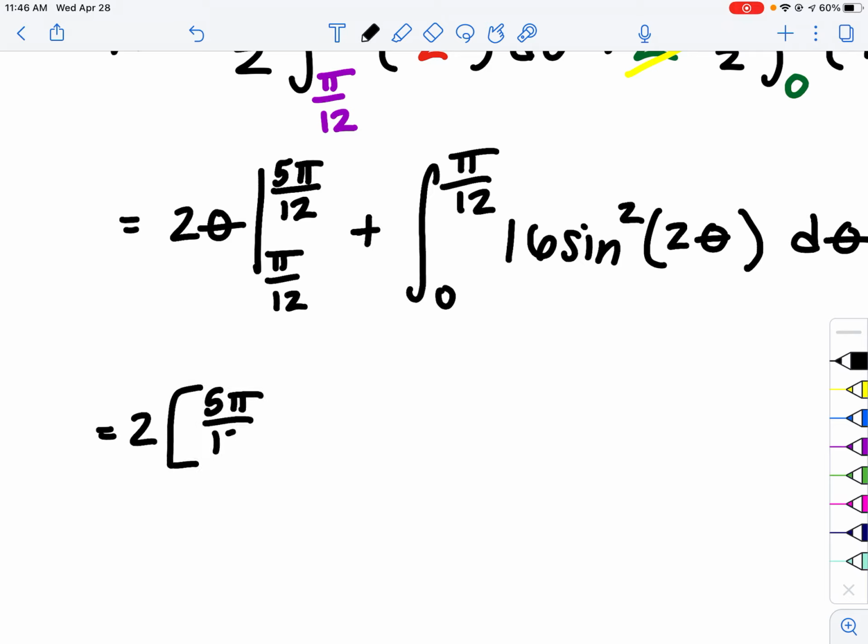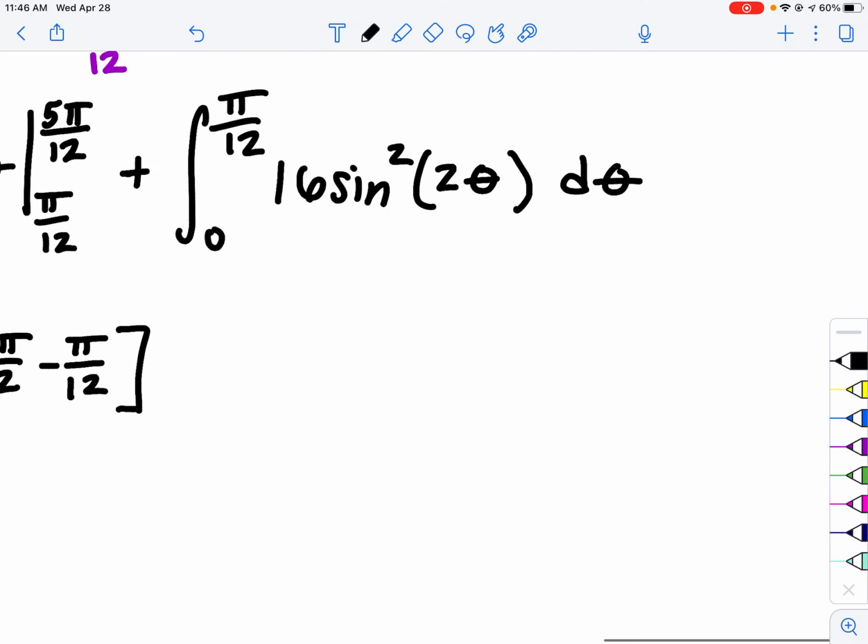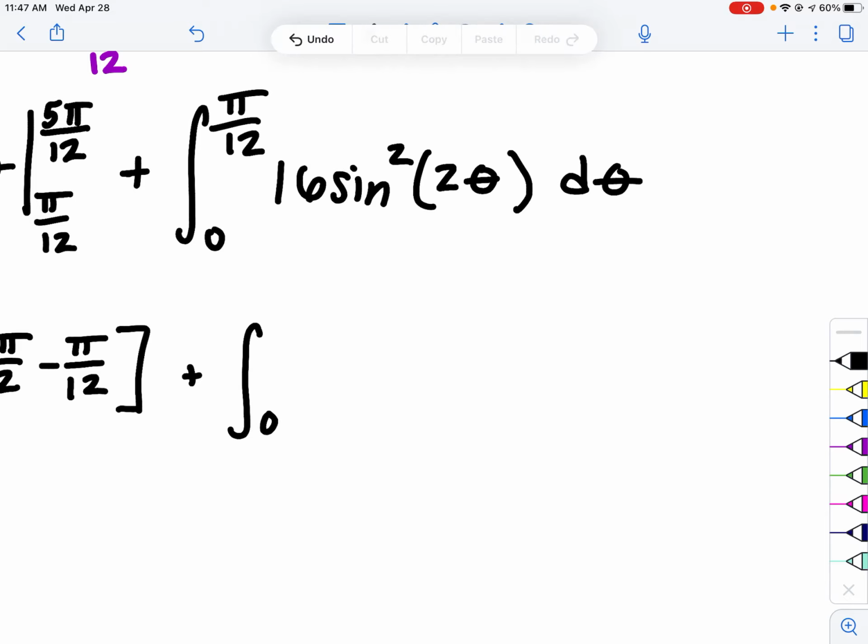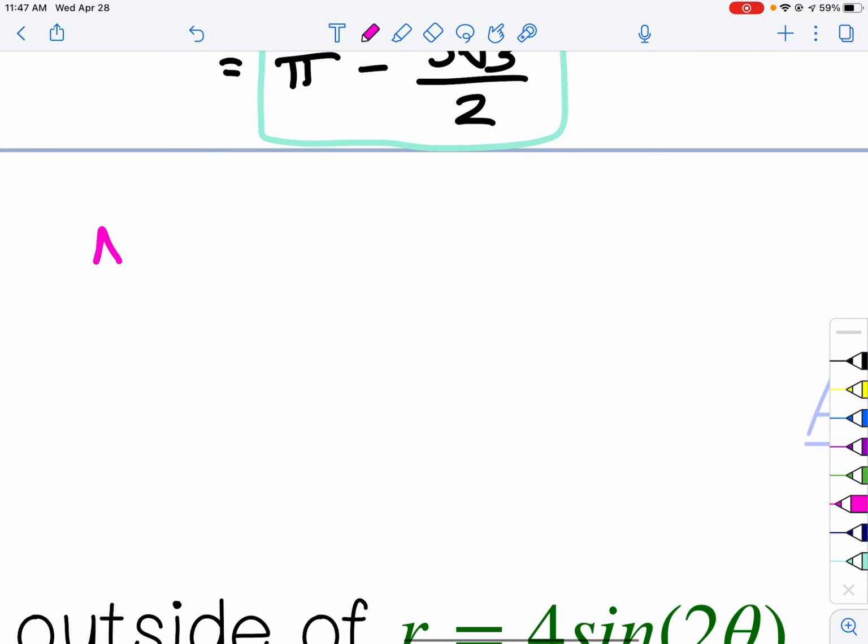So if we do 2, we're going to do 5 pi over 12 minus pi over 12 there. And we'll simplify that in the next line. Plus, we get the integral from 0 to pi over 12 of 16. Now, we want to replace the sine squared part here. So we're going to use that double angle formula from cosine.